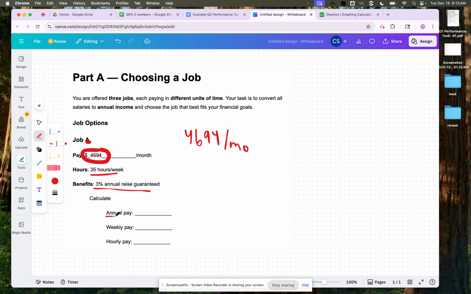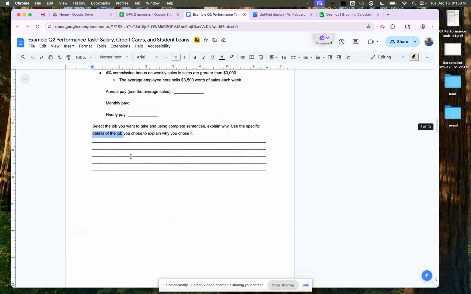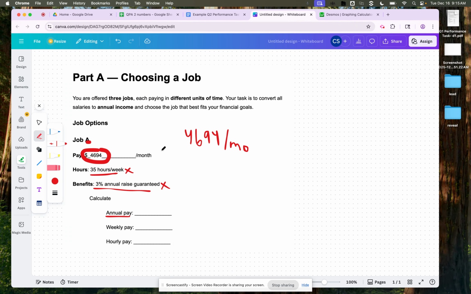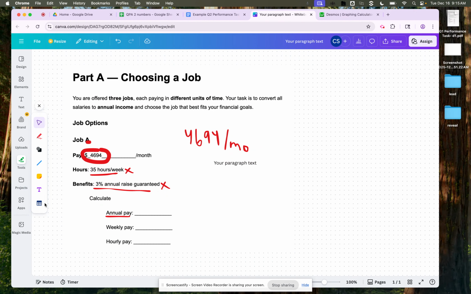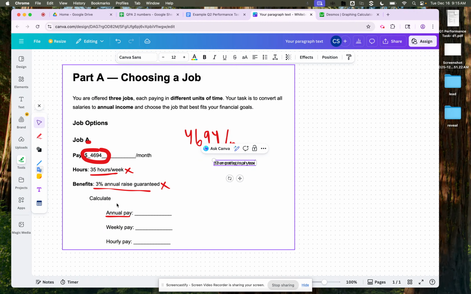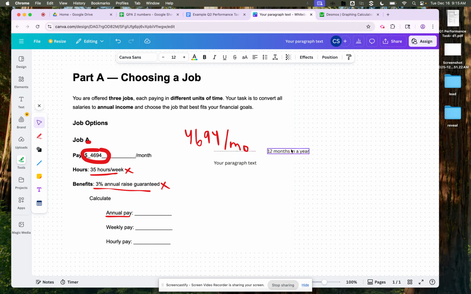When I'm figuring out my annual pay, I don't need to use this information. This is going to be helpful information when I'm deciding if I want this job, but it's not going to be useful in calculating my annual pay. So I'm just going to write a few things down. Remember, there are 12 months in a year. There are also 52 weeks in a year.